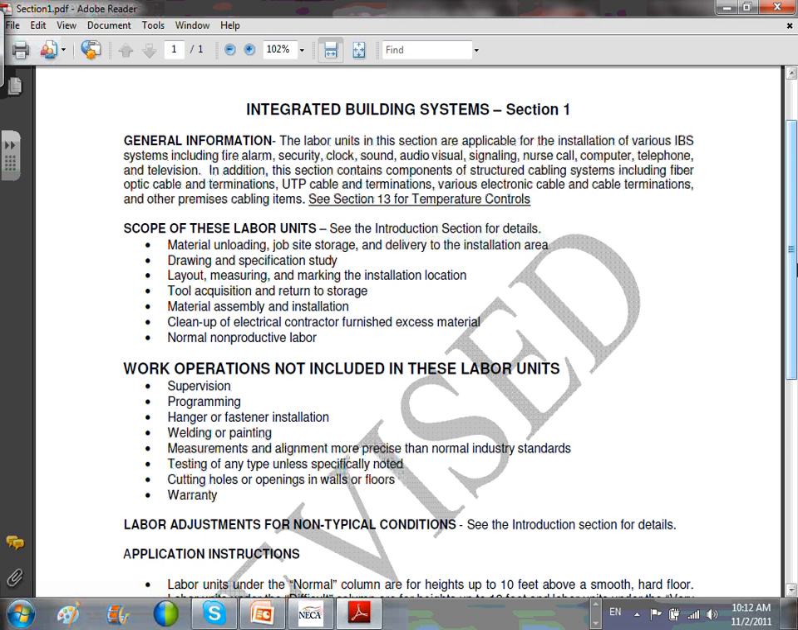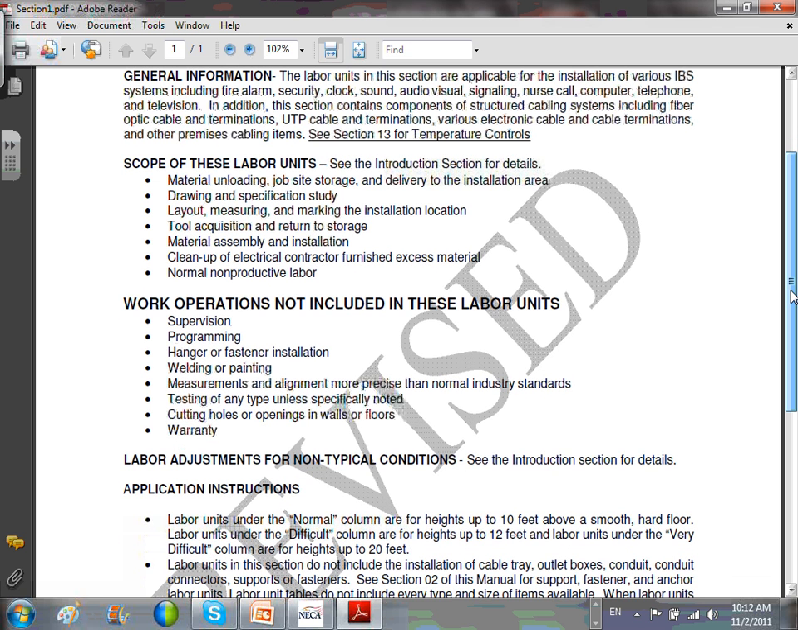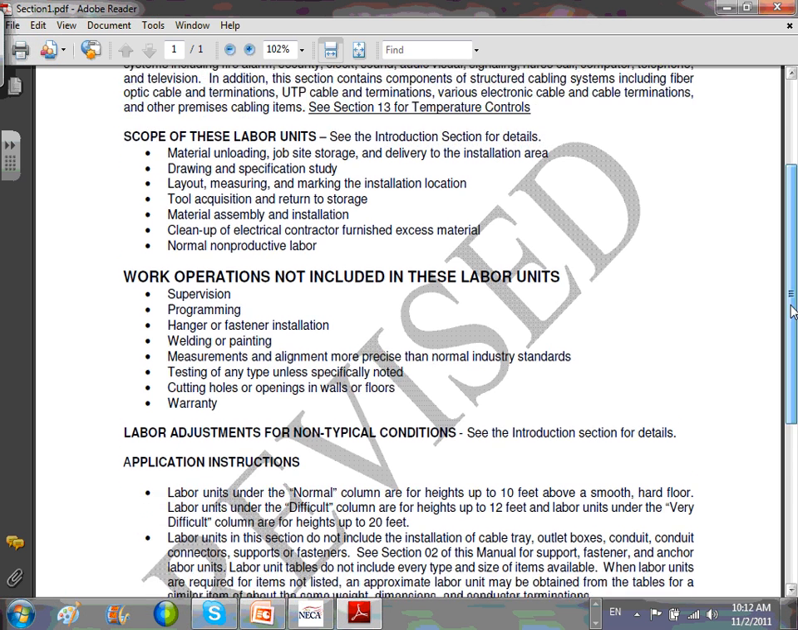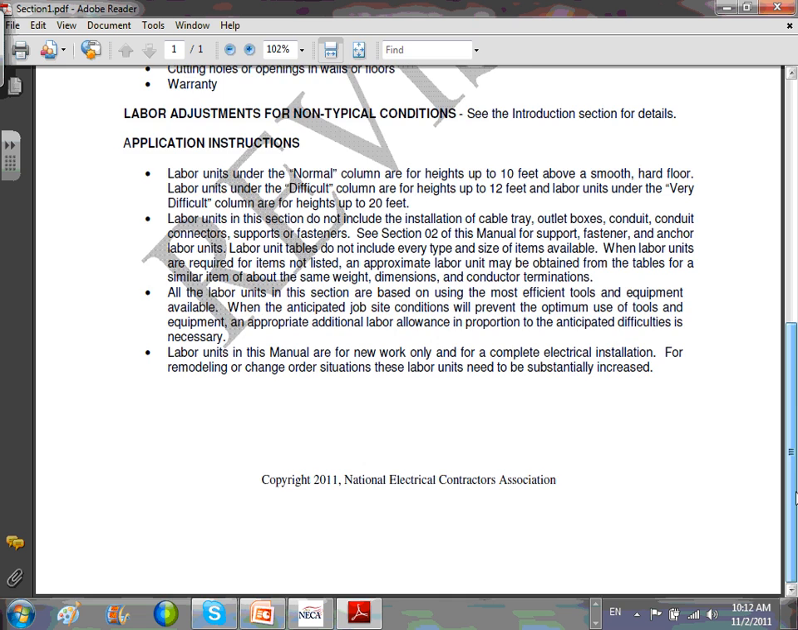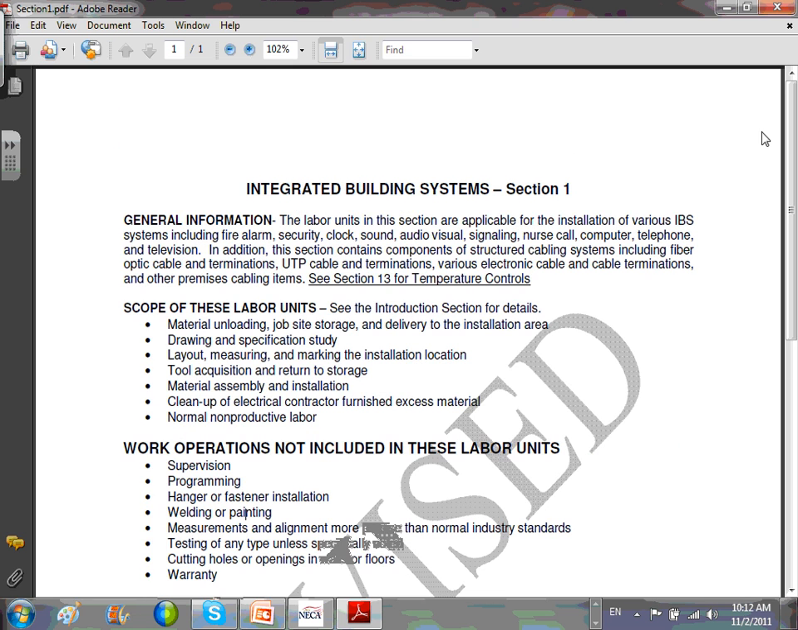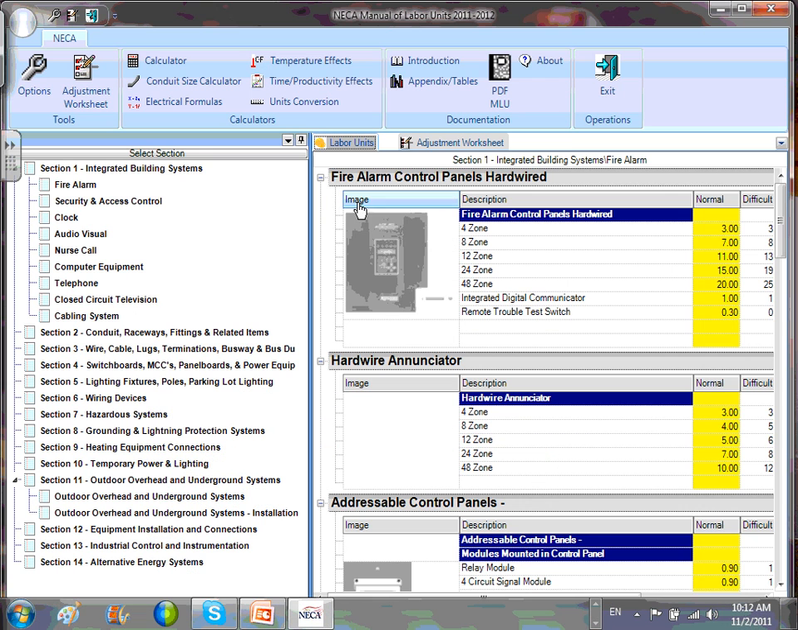I'm going to read some of the not included, guys. Work operation not included in these labor units. Look at this: supervision, programming, hangers, fasteners, installation, welding, painting, you name it. Application instruction. So it gives you each one of them, guys. The Integrated Building System gives you what's included and what's not included. If you have that one, let's go to something that you guys are all familiar with.